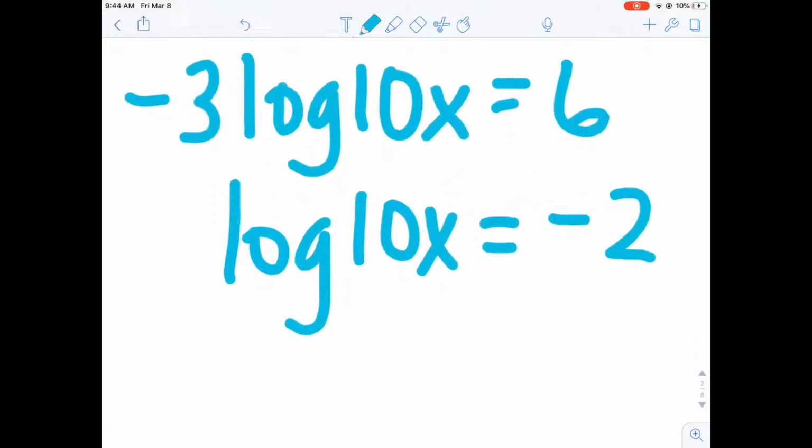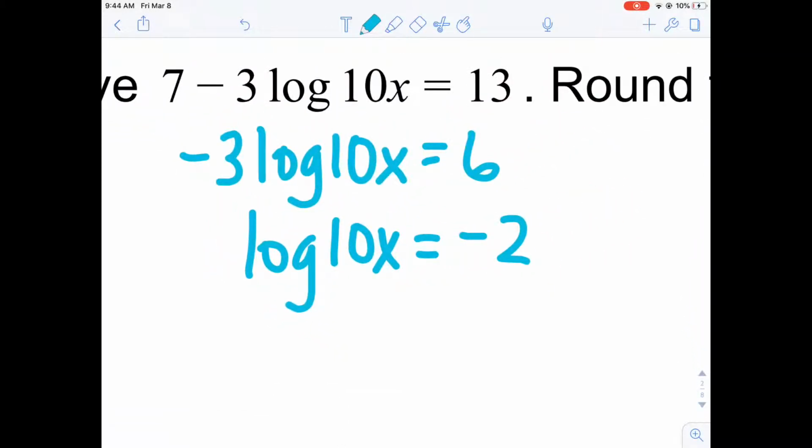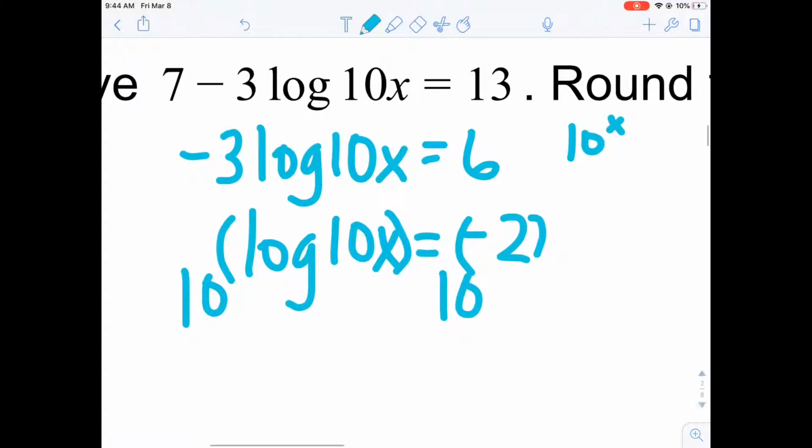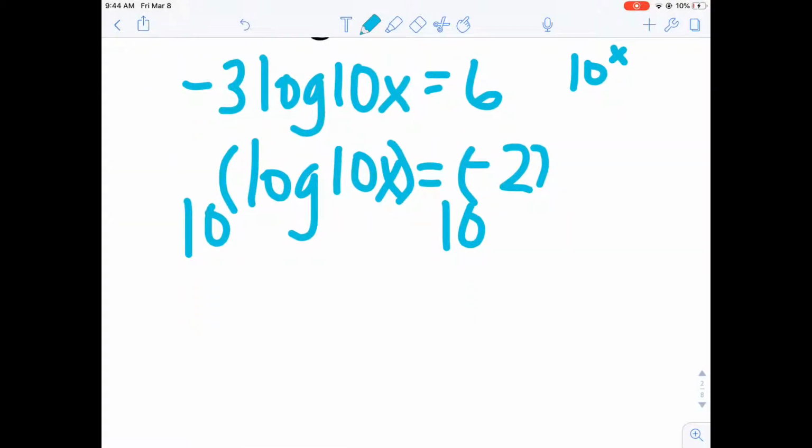So think here for a moment. We have log of 10x. The base of this logarithm, because it's the common log, is a base of 10. So this would be its inverse. I'm going to actually just raise all of this like that. So we have 10 to the log of 10x is equal to 10 to the negative 2 power. And so that's going to cancel out, leaving me with 10x is equal to 10 to the negative 2.